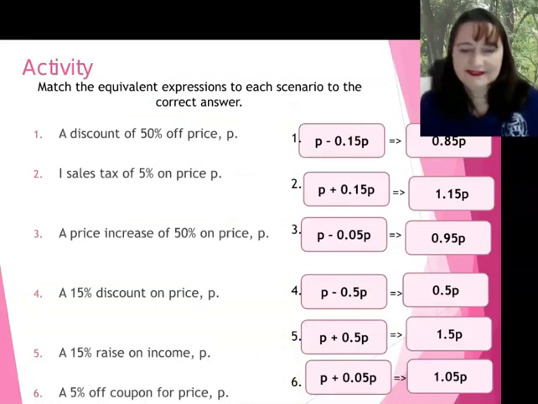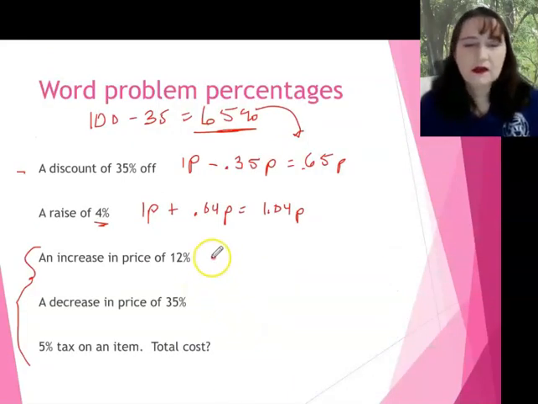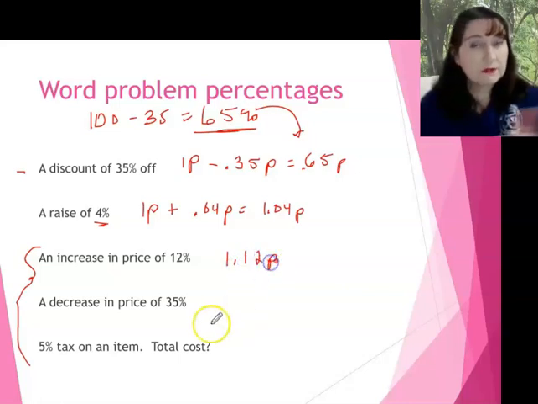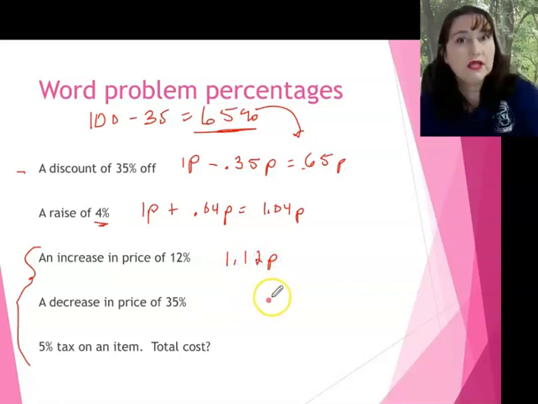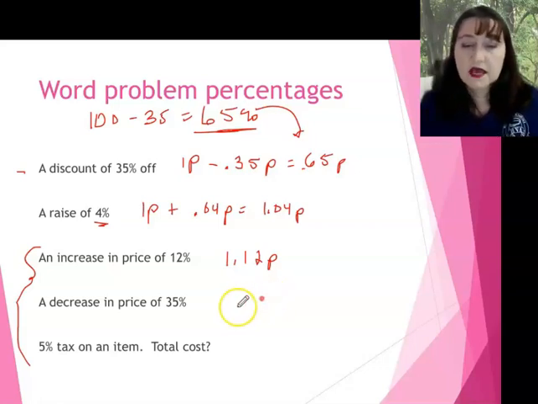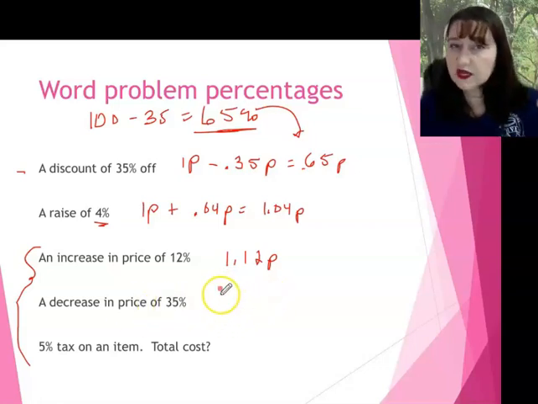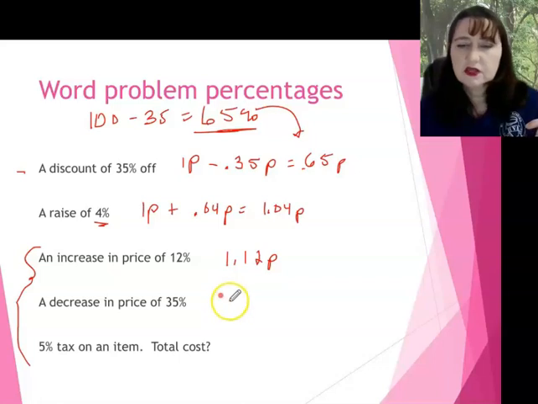Oops, I didn't realize there were no answers there. All right, so let's see, pause the video. All right, an increase of a price would be 1.12p. Okay, so we're going to put the p with it because we want to make sure you realize you're multiplying it by the price. A decrease is just like the first one. A discount is the same as a decrease, so it would be 0.65p.